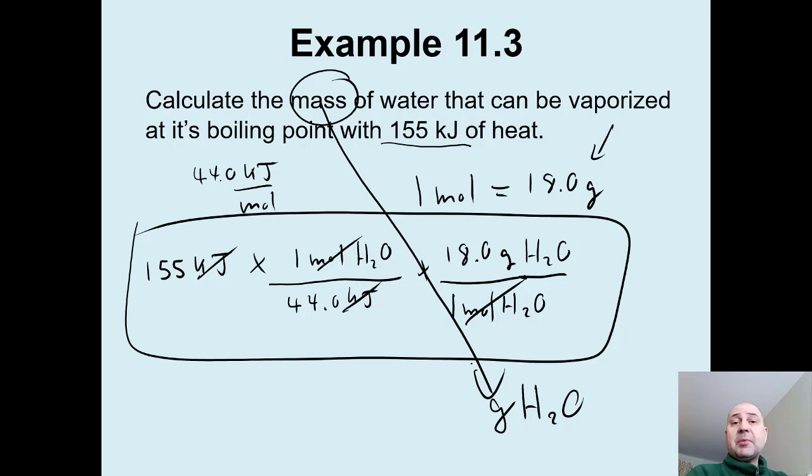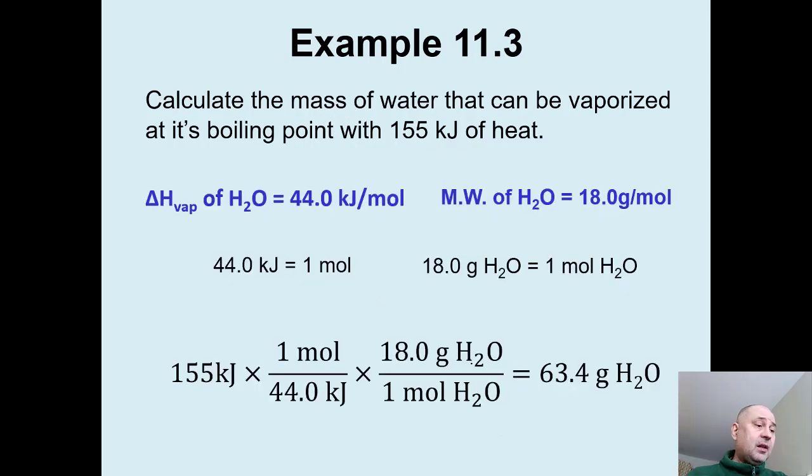So different chapter, different concept, but we still are using dimensional analysis. Always write your units down, right? So this is just a cleaner version, and I didn't have memorized how much that is, but that's 63 grams that can be evaporated with 155 kilojoules of heat.